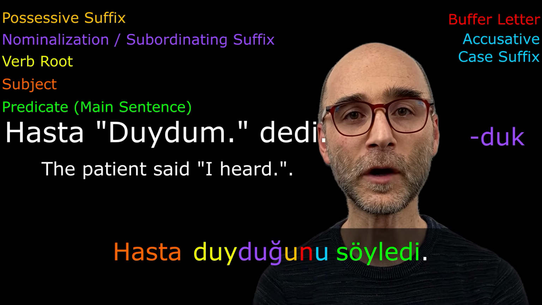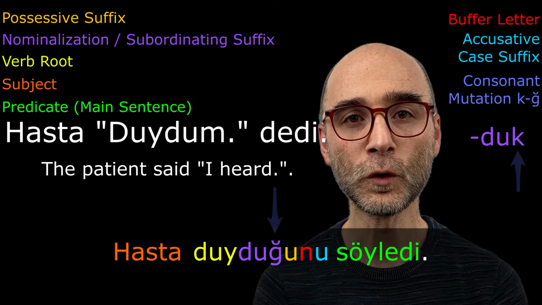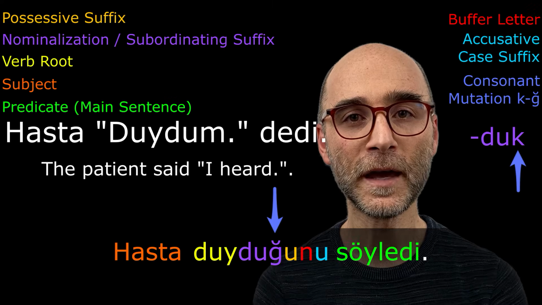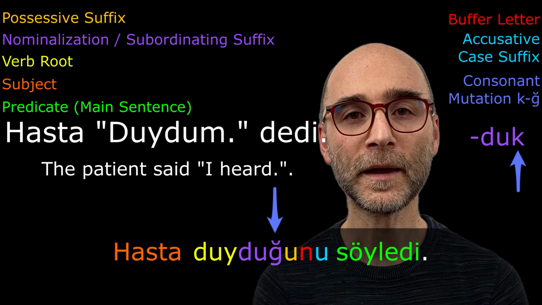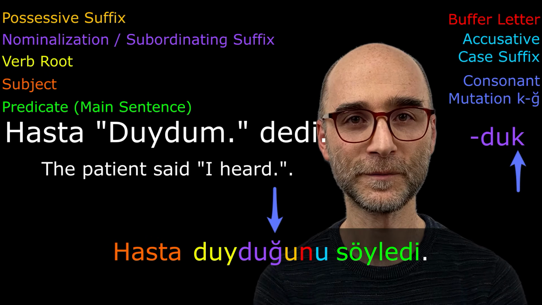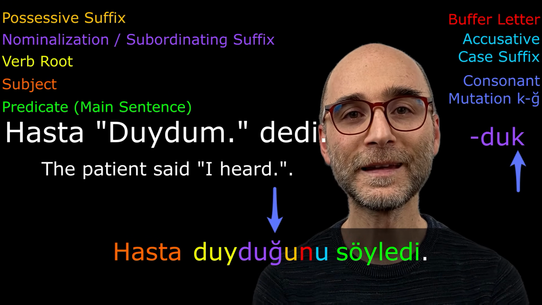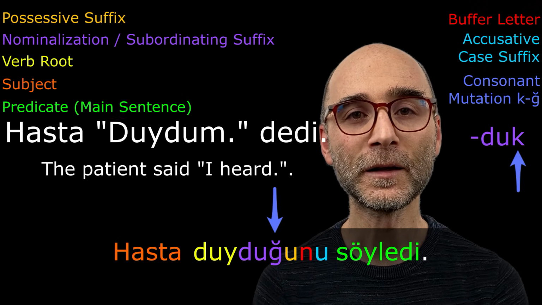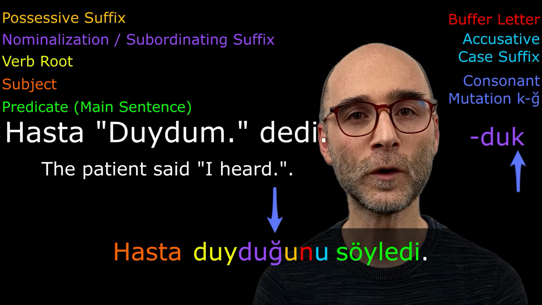And because of the consonant mutation, K at the end of the suffix duk turns into yumuşak G. And the accusative case suffix is necessary because the verb söylemek requires this suffix attached to its direct object. Yes, here the subordinate sentence is the direct object of the verb söylemek. Hasta duyduğunu söyledi.